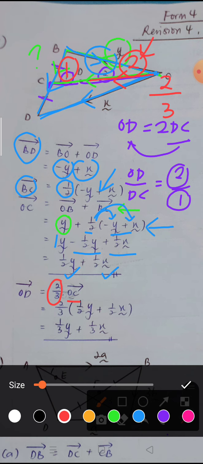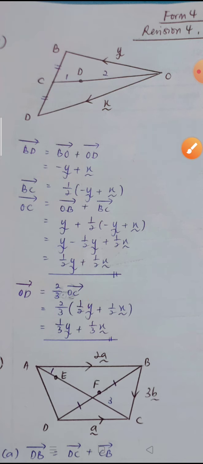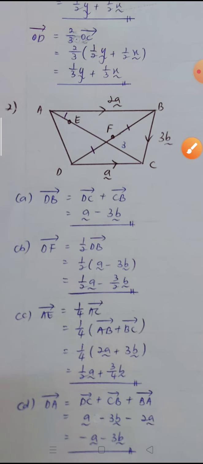So 2 over 3, and we substitute vector OC, then we expand it, we get 1 over 3y. We multiply in again, we get 1 over 3x. So this is the answer for vector OD. Okay, next we are going on to question number 2.